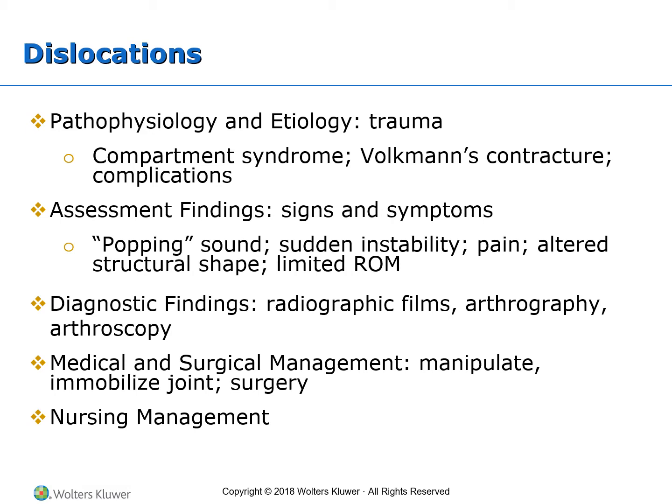Dislocations occur when the articular surfaces of a joint are no longer in contact. The shoulder, hip, and knee are commonly affected. A partial dislocation is referred to as a subluxation. In adults, trauma usually causes dislocation. Occasionally, diseases of the joint result in dislocations.